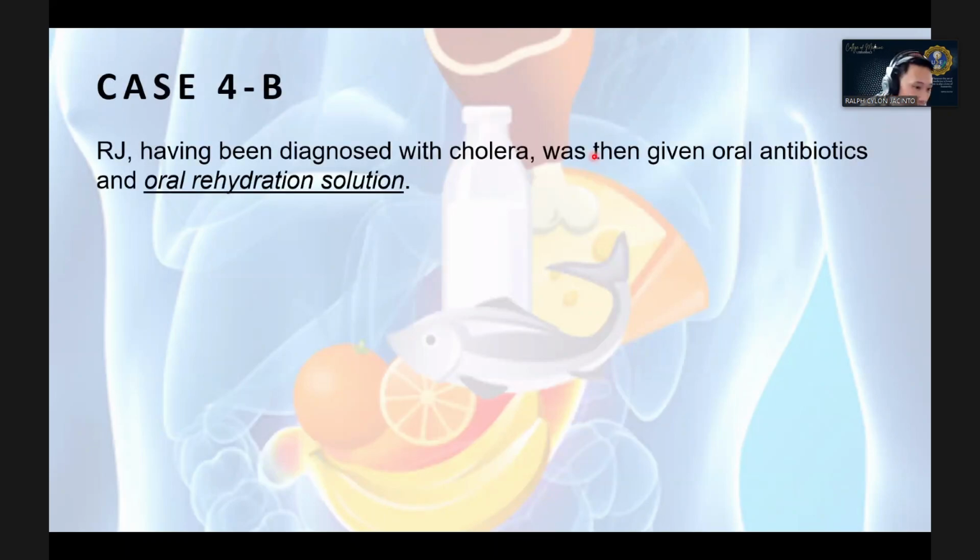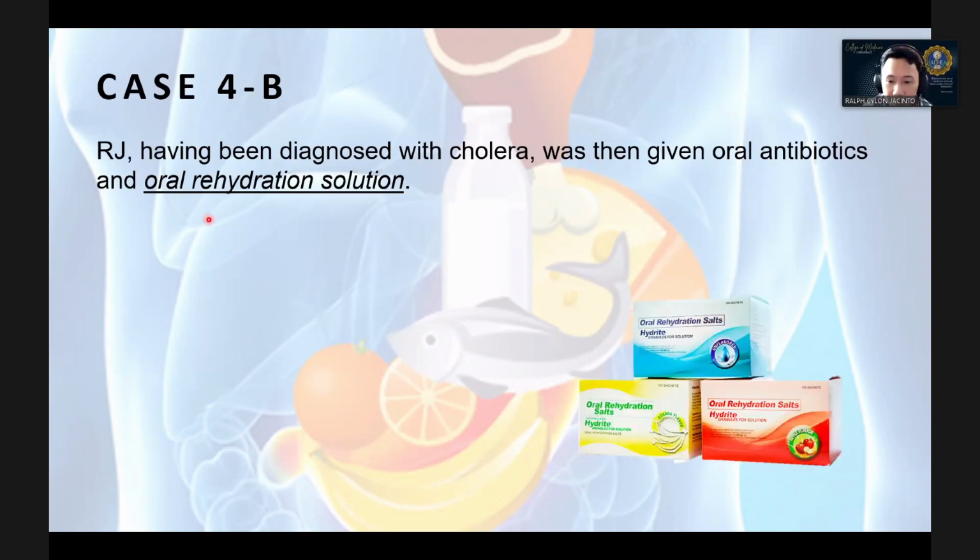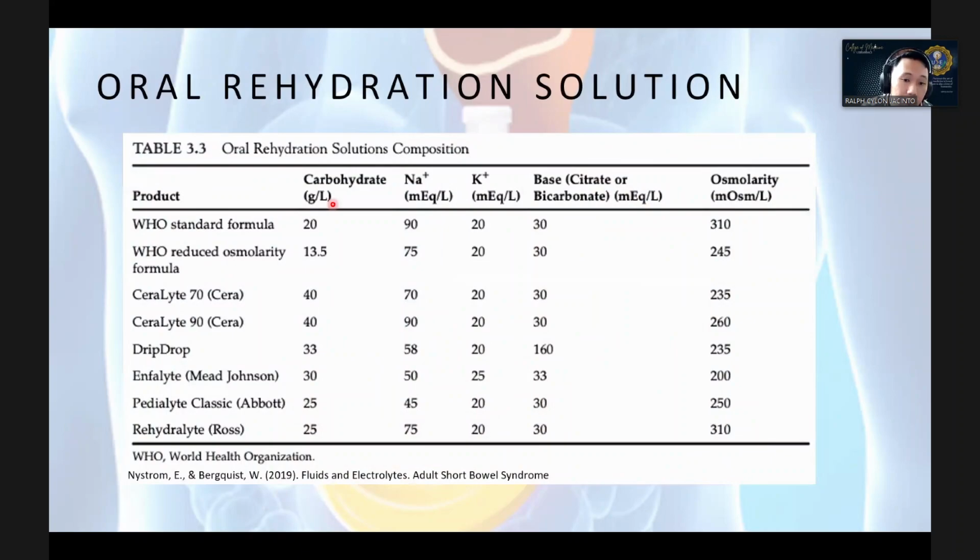Okay. Now, in order to manage this, he was given, of course, oral antibiotics because there is an infection. And at the same time, there is your oral rehydration solution. Example, this one. Now, looking at your oral rehydration solution, the contents are as follows. It has your carbohydrates. I think the carbohydrate here is primarily glucose. So it contains glucose, sodium, potassium, and a base, either in the form of citrate or bicarbonate. Remember, when you have diarrhea, you are losing all of those ions, be it sodium, potassium, bicarbonate, and chloride.